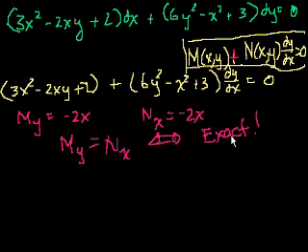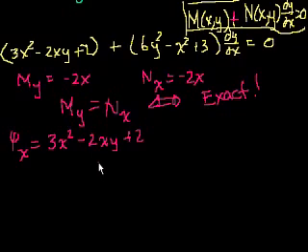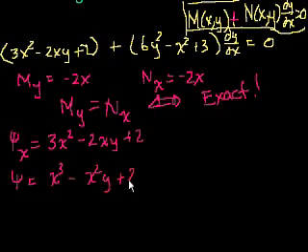So now we have to find xi. The partial of xi with respect to x is equal to M, which is equal to 3x squared minus 2xy plus 2. Take the antiderivative with respect to x on both sides, and you get xi is equal to x to the third minus x squared y, because y is just a constant, plus 2x plus some function of y, h of y, right? Because we know xi is a function of x and y.